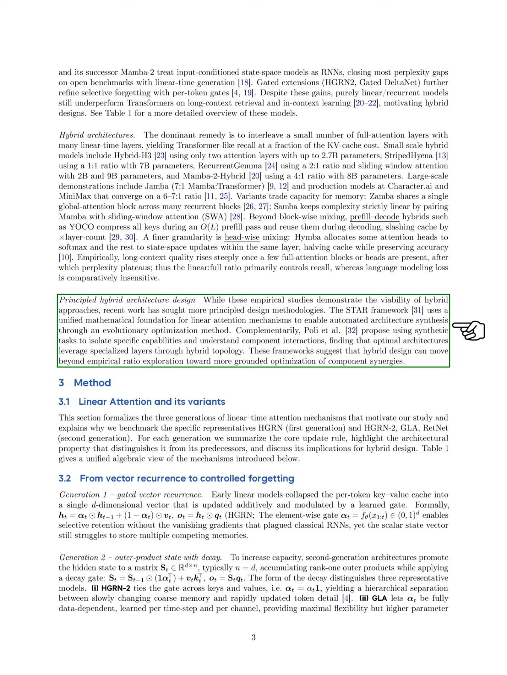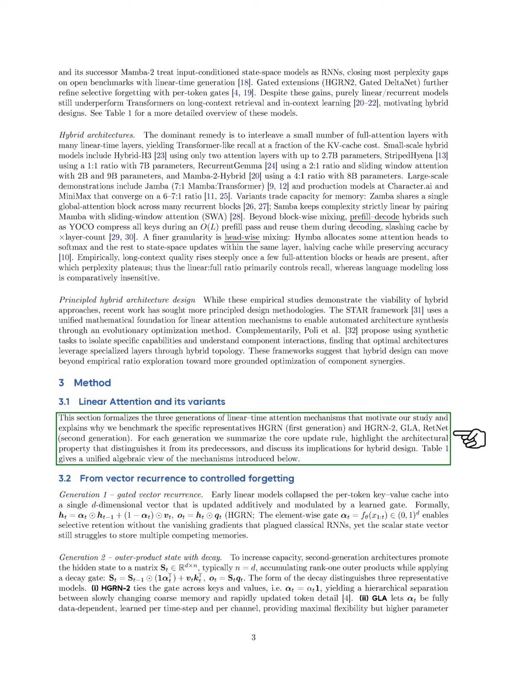Next, we discuss linear attention and its variations. We outline 3 generations of linear time attention mechanisms that inspire our research and explain why we focus on specific models: HGRN from the first generation and HGRN2, GLA, and RetNet from the second generation. For each generation, we summarize the main update rule, highlight what sets it apart from earlier models, and discuss its implications for hybrid design. In the first generation, we have gated vector recurrence.